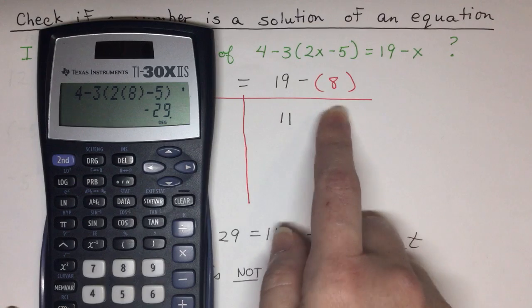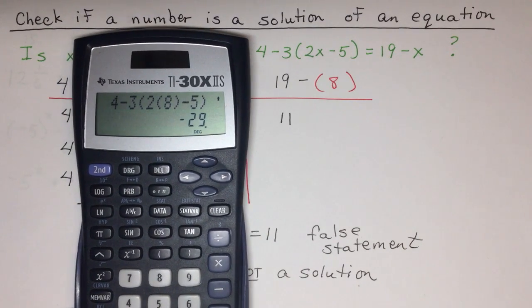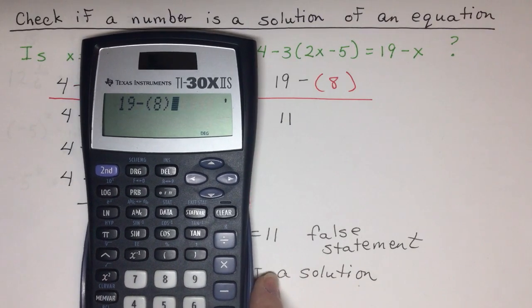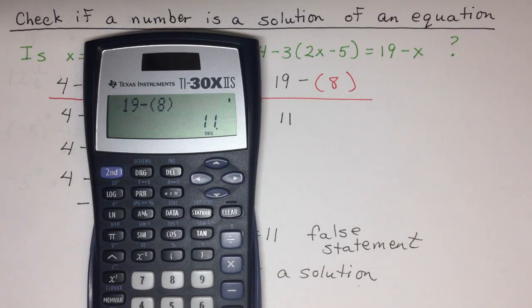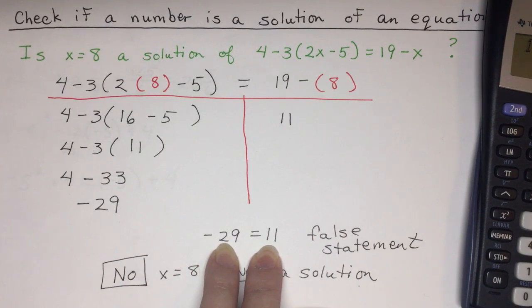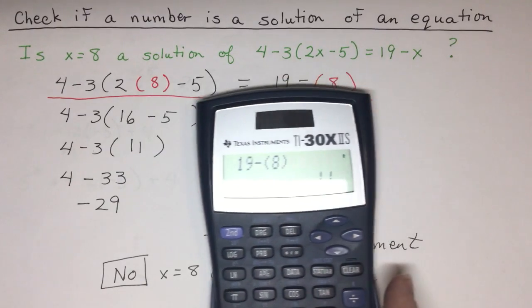On the right, I have 19 minus 8. Well, 19 minus, I don't actually need the parentheses, but I can be getting into the habit of that. And I get 11. So my statement, negative 29 is 11, is false. No, 8 is not a solution.